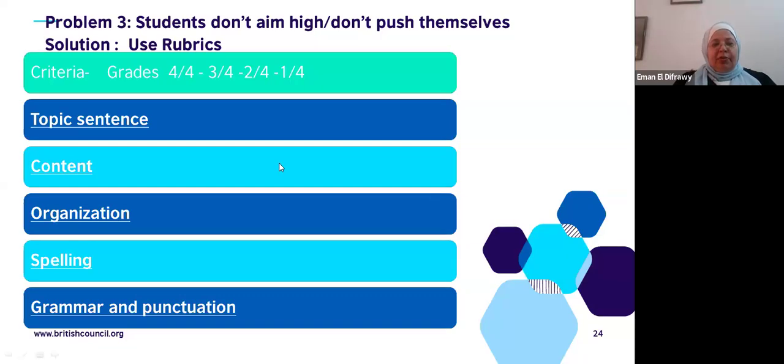So here, let me show you some of the criteria I have here. As you all said now, it's the topic sentence, the content, the organization, the spelling, the grammar, and punctuation. But the point here, how are you going to grade this? After you read the topic sentence, are you going to give them 4 out of 4, 3 out of 4, 2 out of 4, 1 out of 4? Like, is it excellent? Is it good? Is it almost good? They are almost there. They need help. So how do you decide?